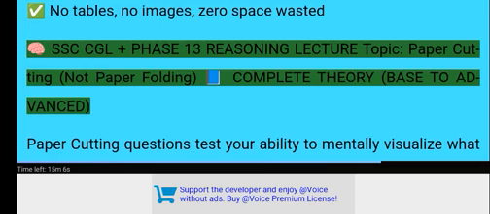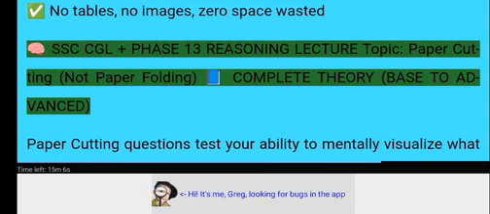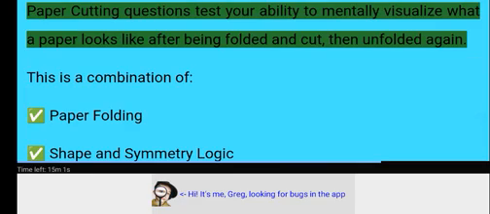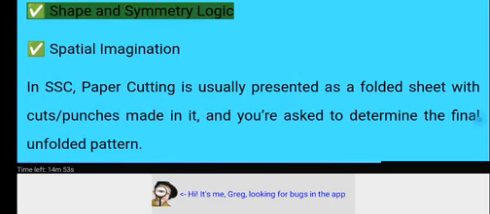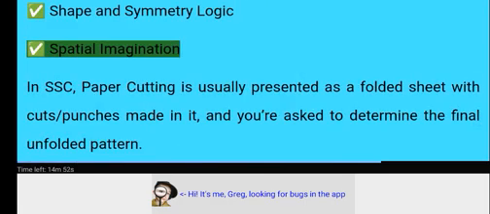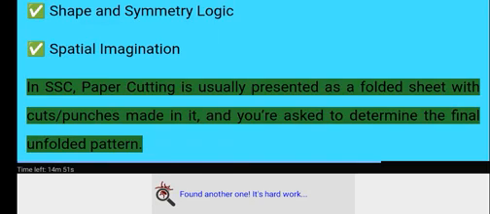SSC CGL plus phase 13 reasoning lecture topic: paper cutting, not paper folding. Complete theory, base to advanced. Paper cutting questions test your ability to mentally visualize what a paper looks like after being folded and cut, then unfolded again. This is a combination of paper folding, shape and symmetry logic, and spatial imagination. In SSC, paper cutting is usually presented as a folded sheet with cuts or punches made in it, and you're asked to determine the final unfolded pattern.